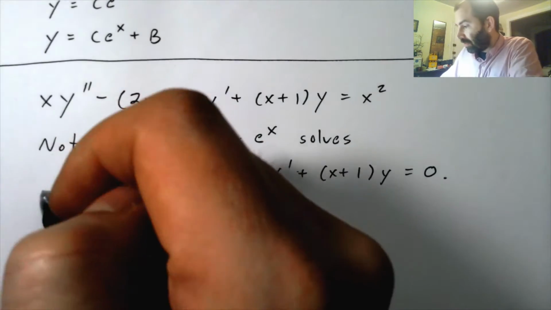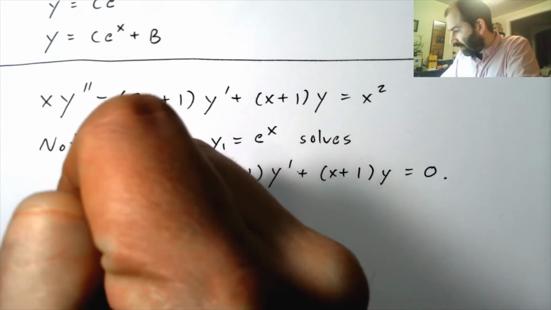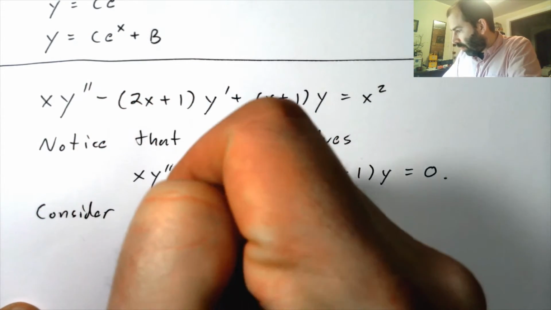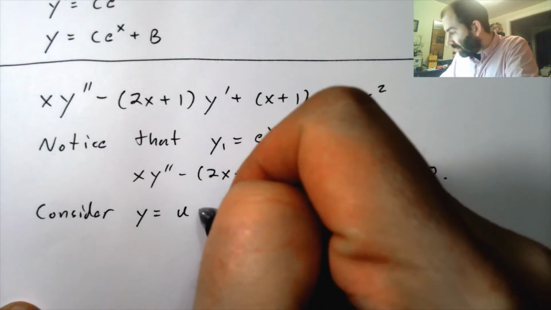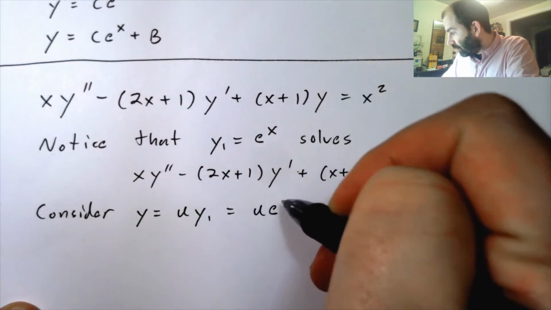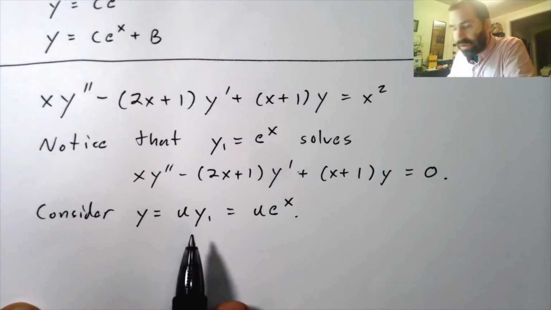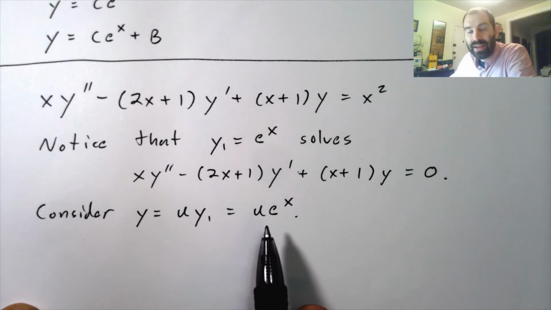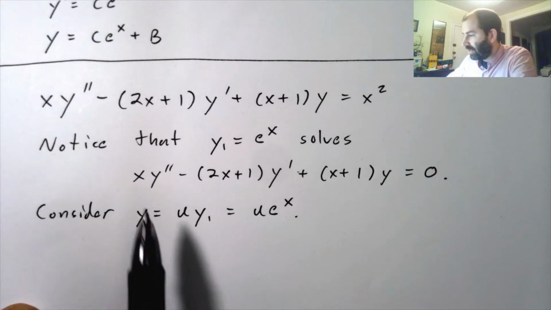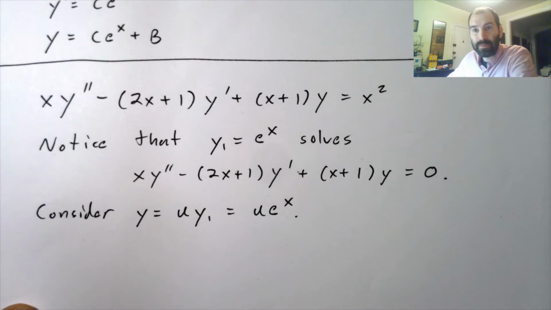Okay, so what we're going to do is consider y equals some function times the complementary solution, u times e to the x, and see if, when we do that, we can find the function u that will make this a solution to the full differential equation that we started with. Okay? Well, how do we do that?